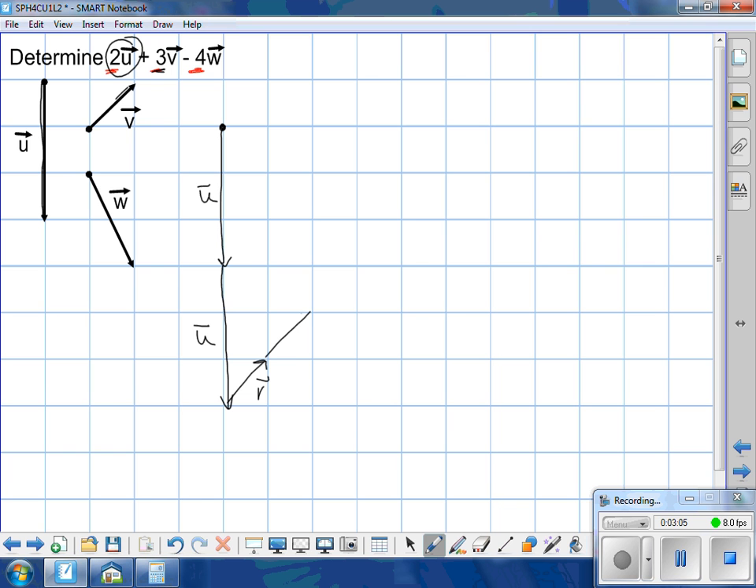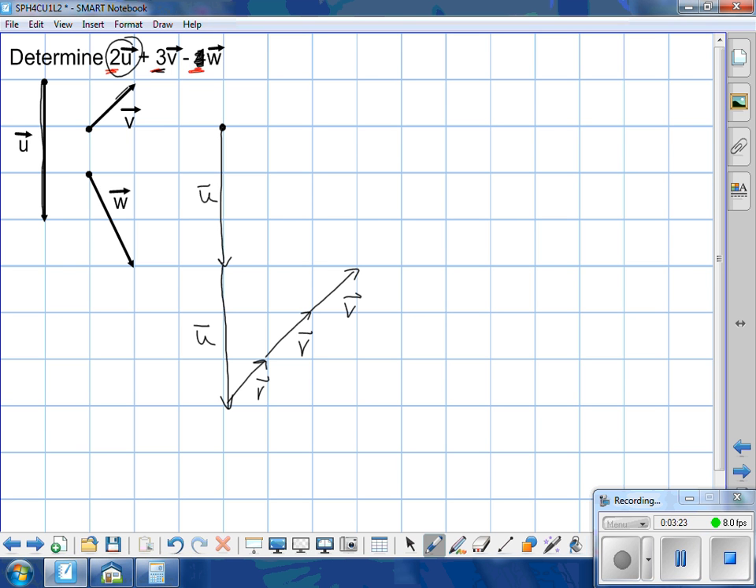3 v's, so I got to go up on an angle 3 times. Once, twice, 3 times. And let's erase that 4. I don't want to go off the page because it's just annoying for you. So let's just say minus w, okay? Because I want to keep it on the page here.